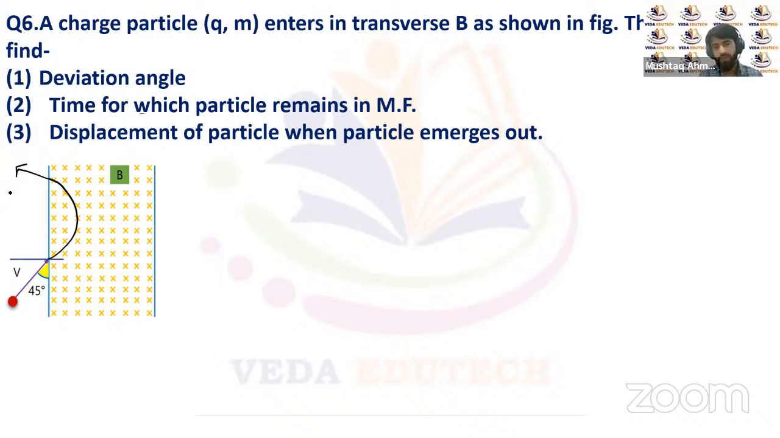Now you can see here the dimensions of the region in which the magnetic field is present are not sufficient for this charged particle to complete a circle, right? So it will leave this magnetic field. It will stay in this magnetic field region for a very short time, then it will leave. Now the question is how we can find the deviation angle and the time for which the particle remains within this magnetic field, right?